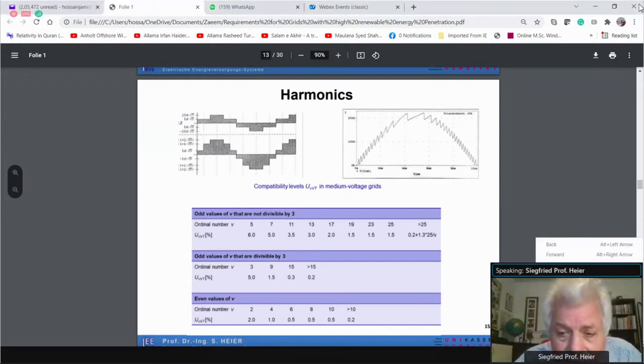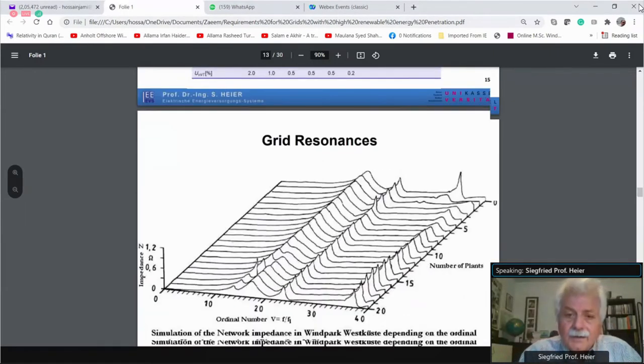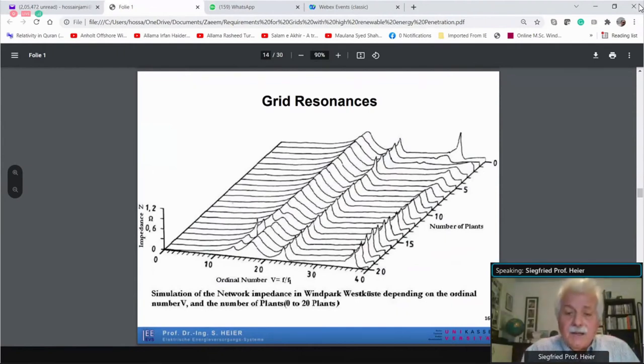Next picture, please. Grid resonances can be a problem when we have a far distance connected feeding-in system, because the impedance of this system will change with different loads or different feeding-in systems and so on. So you must be very careful when you have a case like this. Next picture, please.